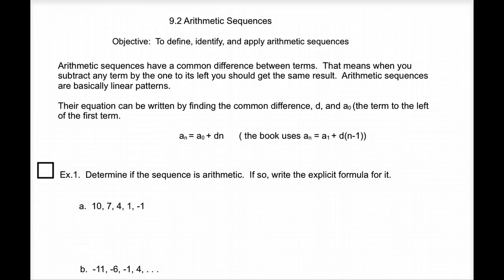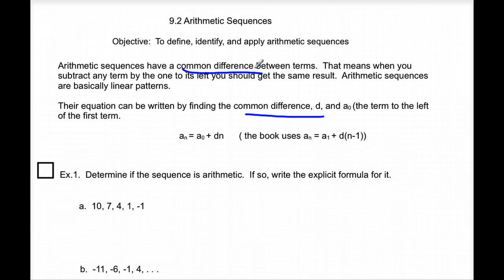Alright, lesson 9.2 is on arithmetic sequences. It's a specific type of sequence where you're going up by the same amount or down by the same amount each and every time from number to number. That amount you go up or down by is called the common difference. And the common difference is going to be denoted by the letter D.